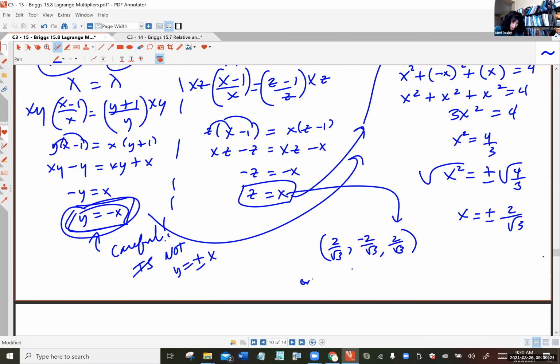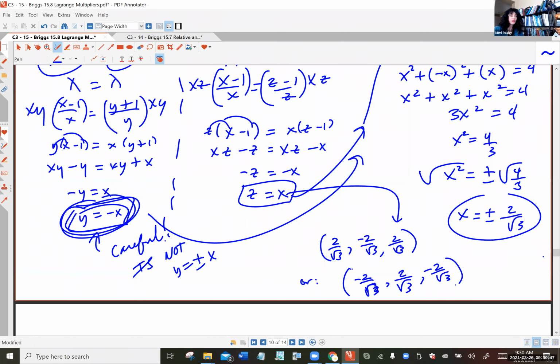The other critical point is what if x is a negative, because x can be plus or minus. But if x is negative, since y is always the opposite of x, y will be the opposite in sign, and then z is always the same sign as x, so it doesn't have a choice.